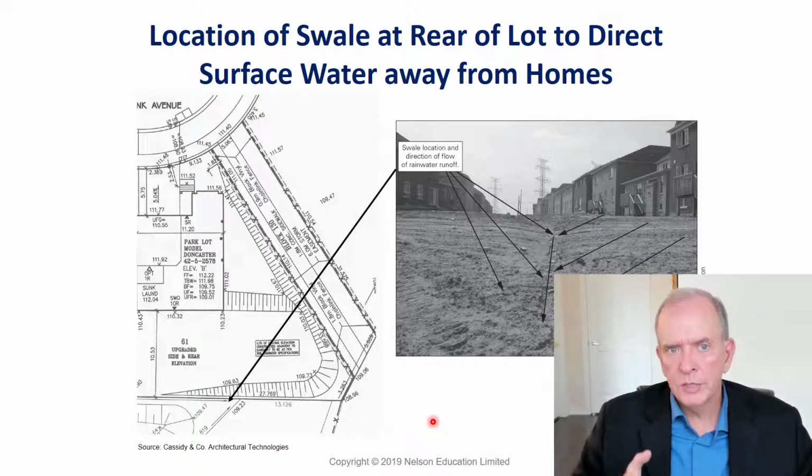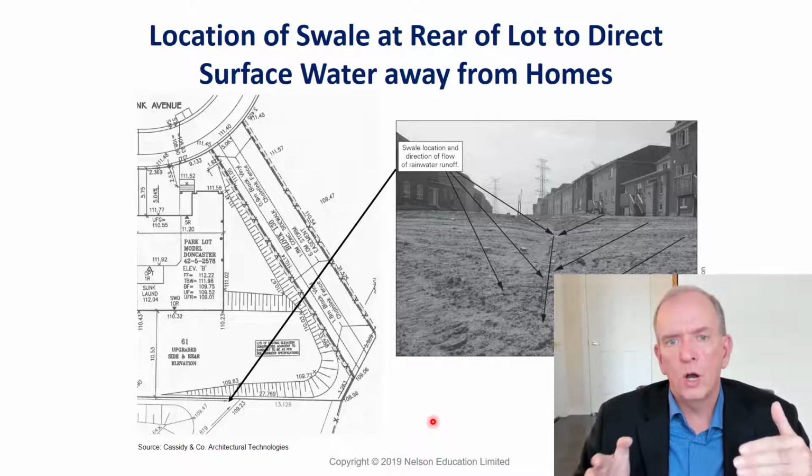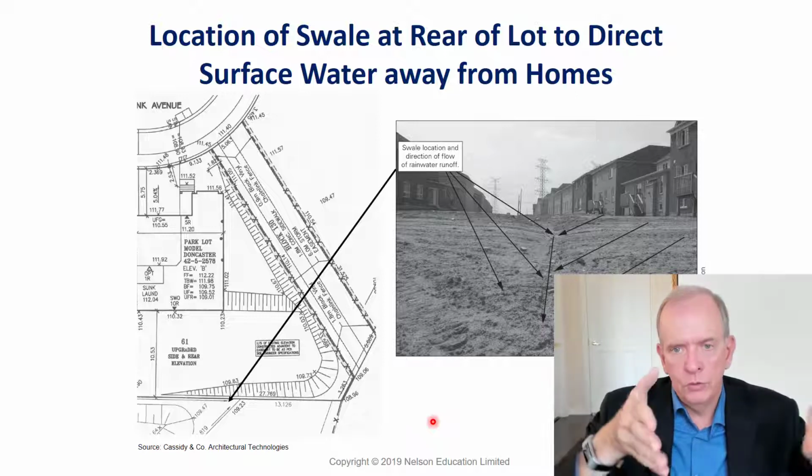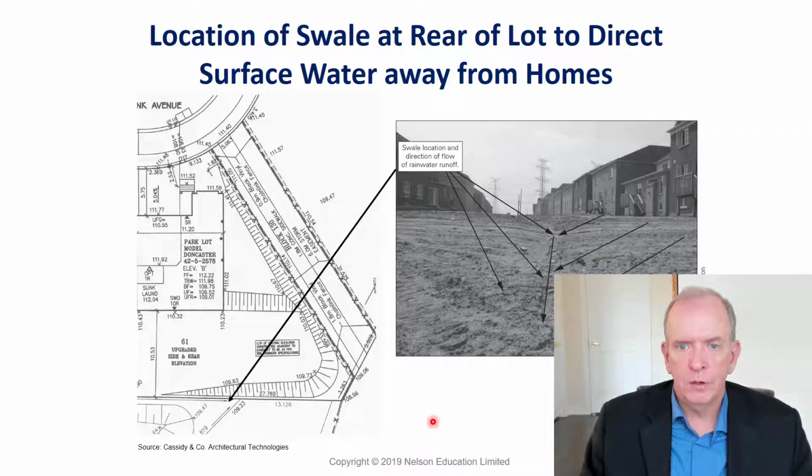So swales are designed to redirect the water away from homes. So that can be when the grading doesn't quite work, you can put in swales to try to redirect it different directions and make it work.